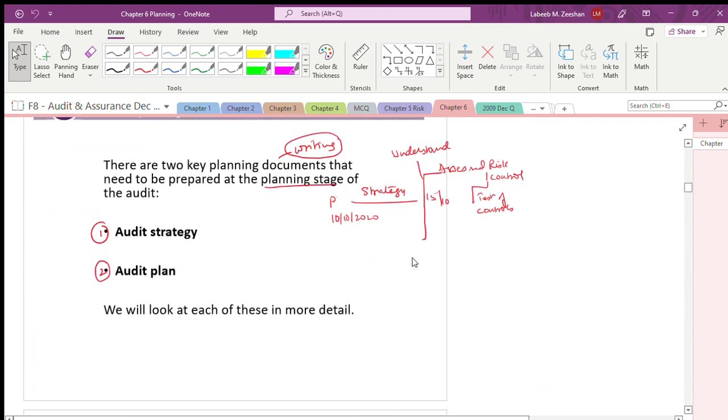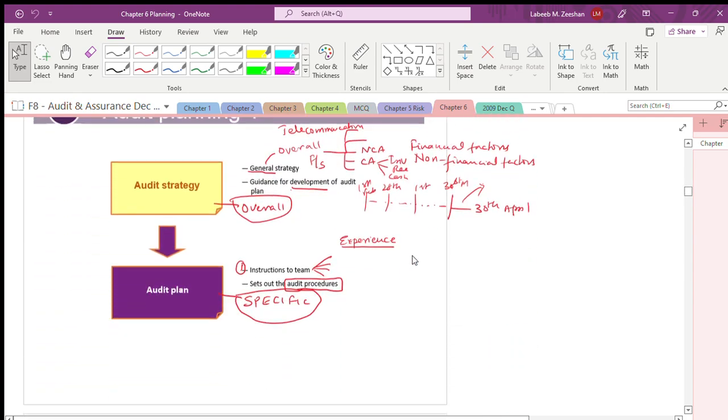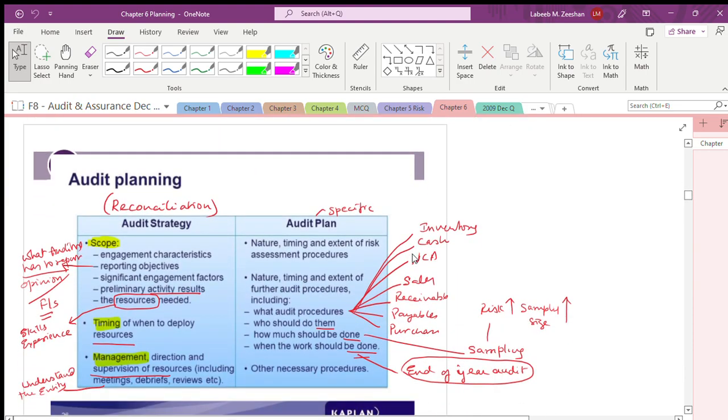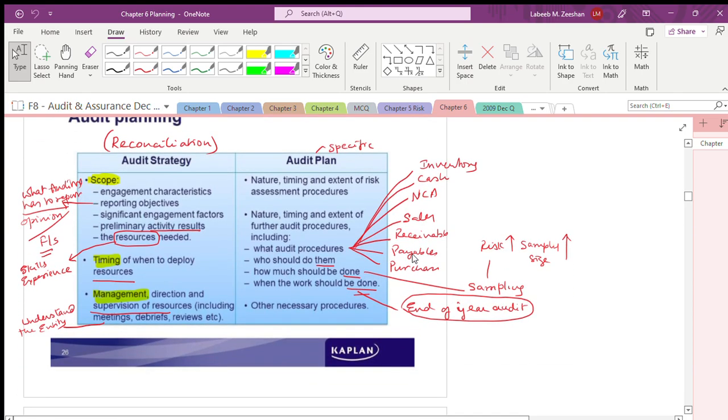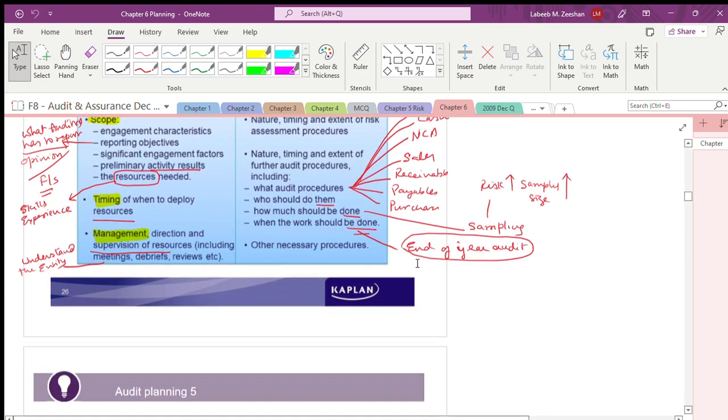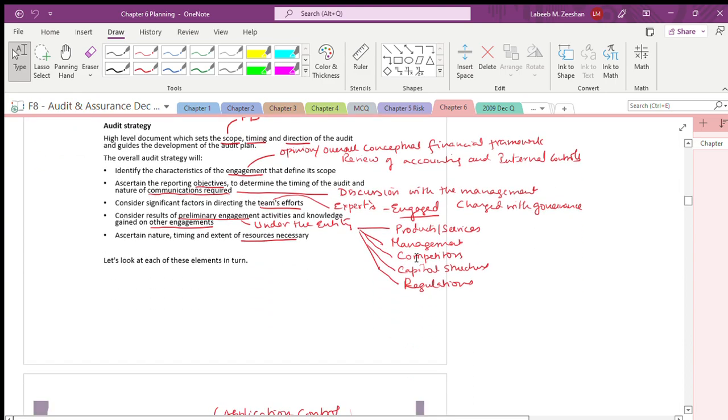No, that's not it. We are talking about audit strategy and audit plan. This is the way general engagements, characteristics, and nature of time work. Audit strategy is a broader term. Audit plan is very specific. Fine. Next.